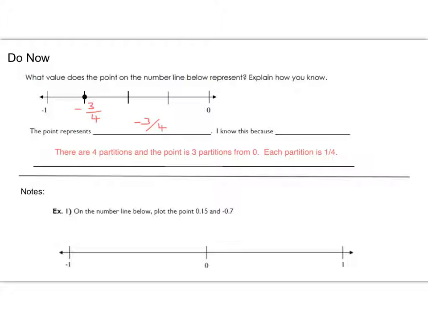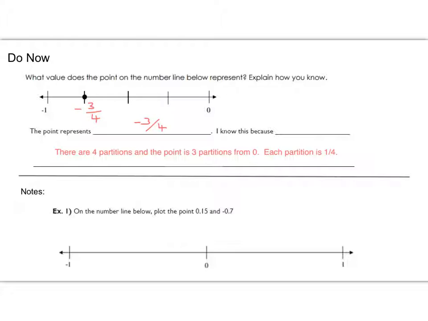All right, let's take a look at a couple examples in the notes. In this first example, we're plotting a positive decimal and a negative decimal. So whenever we're plotting decimals, I think a real common thing to help is to divide your sections into 10 partitions. So between whole numbers, you want to divide that into 10. And again, you can do that as carefully as possible, but it doesn't have to be perfect, but I'm going to do my best here.